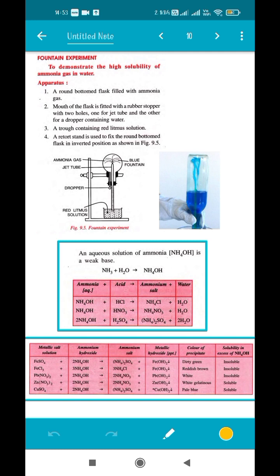So here are a few reactions, a few of which you already know and a few of which are new to you. When ammonia, NH3, is dissolved in water, it becomes the aqueous solution of ammonia, and the aqueous solution of ammonia is nothing but ammonium hydroxide. So let's see what the reaction is. NH3 plus H2O, ammonia plus water, gives you NH4OH, ammonium hydroxide.